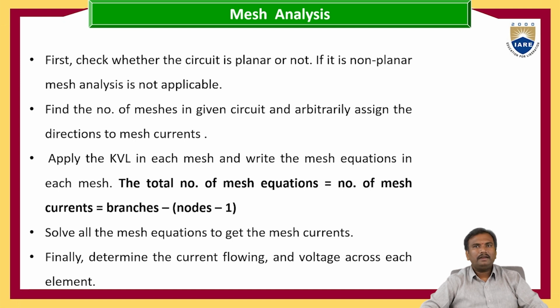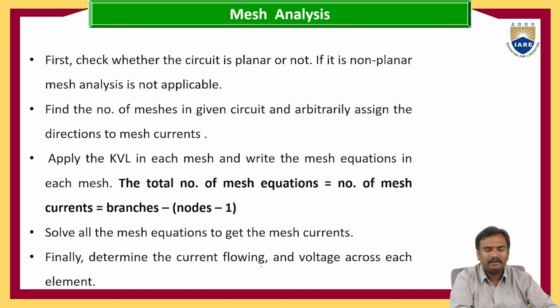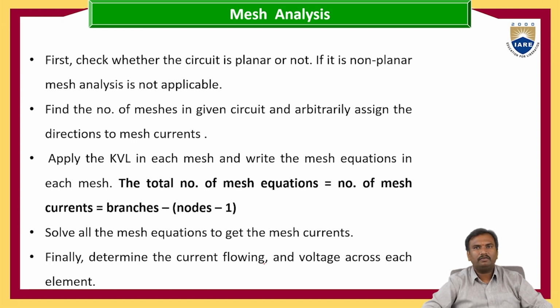Now, how many mesh equations are we going to get? The number of mesh equations equals the number of mesh currents, which equals branches minus number of nodes minus 1. And we have to solve the mesh equations to get the mesh currents. Finally, we get the current flowing through each loop, and also the voltage across each element. Anything we can calculate once we know the current flowing through the element.